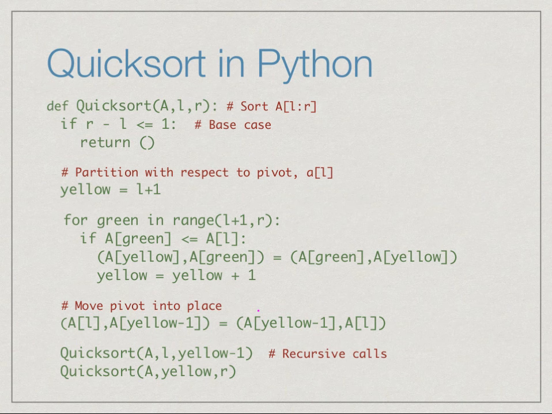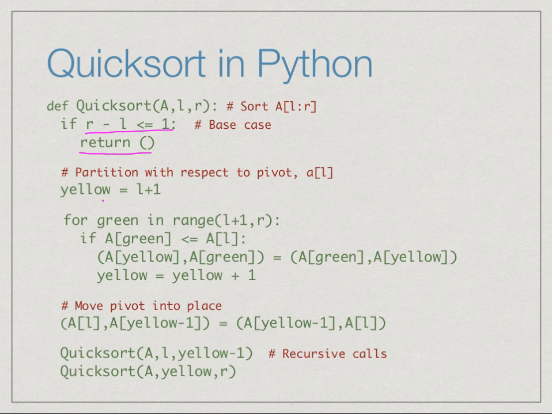So here is an implementation in Python. Remember that Quicksort, like merge sort and binary search, is repeatedly applied on smaller and smaller segments. So in general, we have to pass it the list, which we will call A, and the endpoints of the segment, the left and the right, with the assumption that we are doing a slice L to R minus 1.